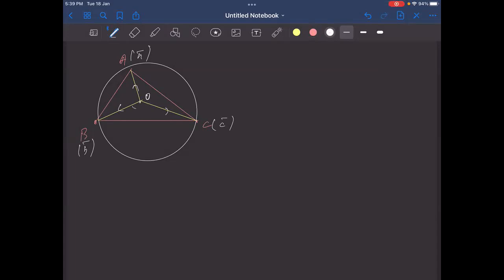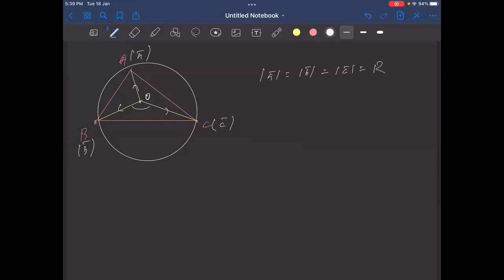This angle, anyone? कितना angle होगा ये? O is the circumcenter. What is this angle then? And since O is the circumcenter, so we can say that mod A is equal to mod B is equal to mod C is equal to capital R. R is the circumradius of this given triangle.